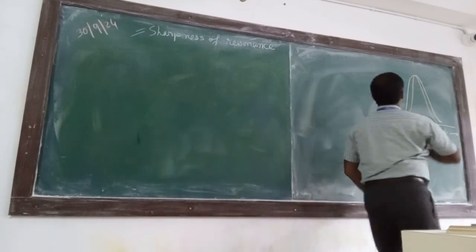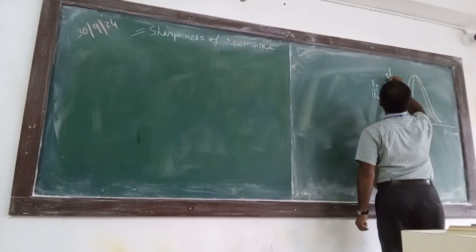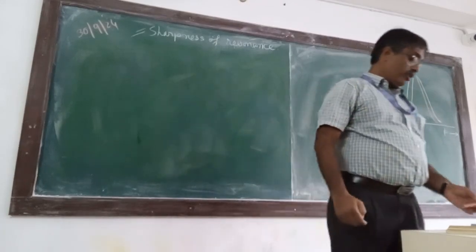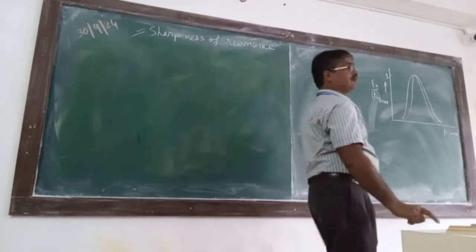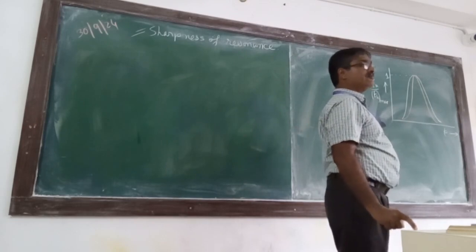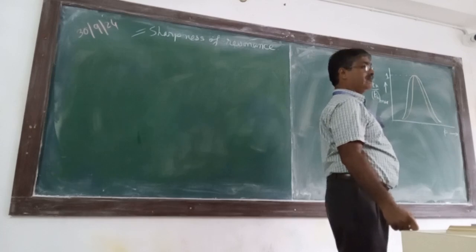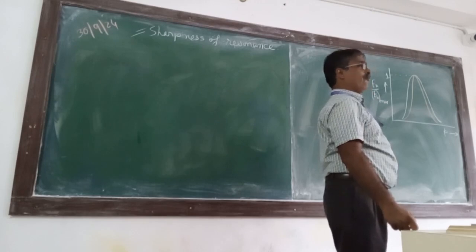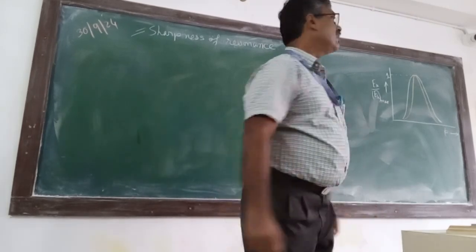So which one is the sharp part? The orange one. The orange one is the sharp part. How do we know that? Now we have to find the mathematical proof that the orange one is the sharp part. So how will we do it?